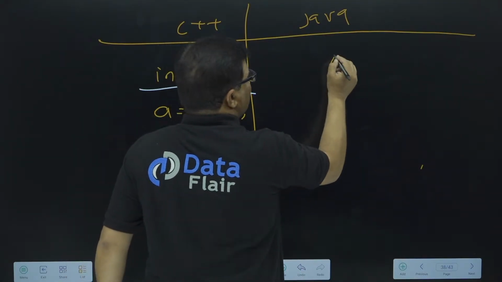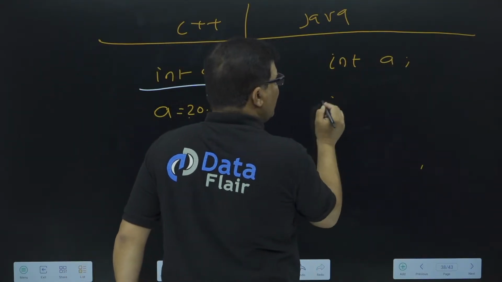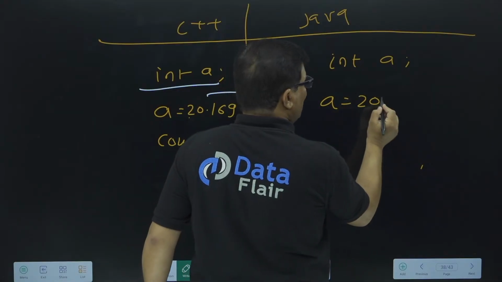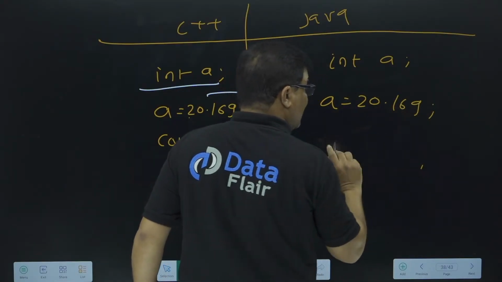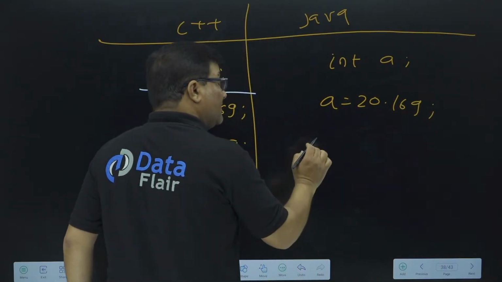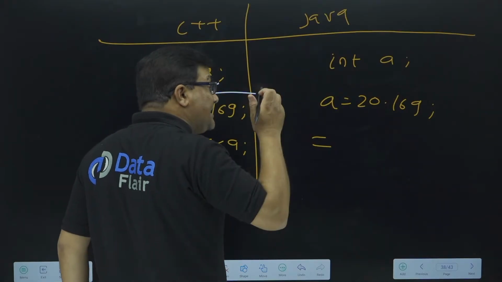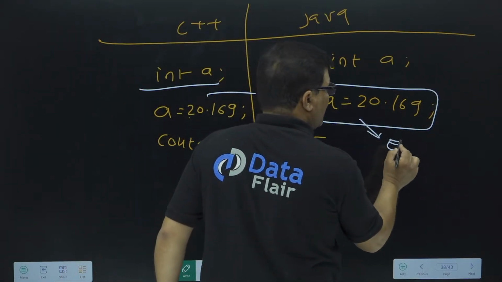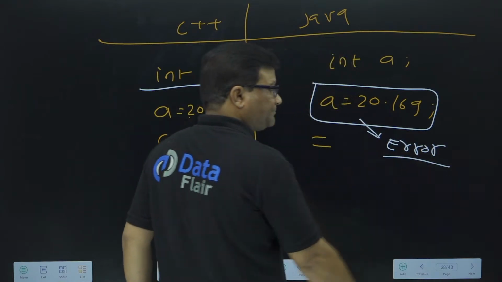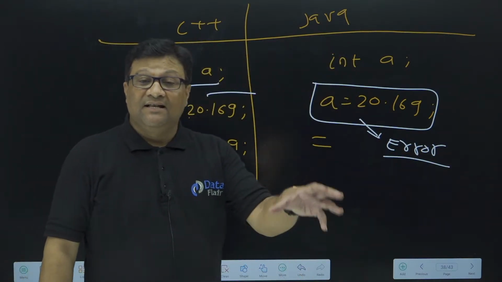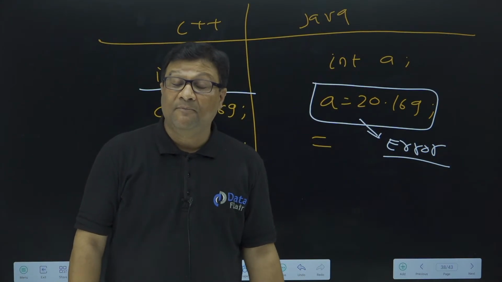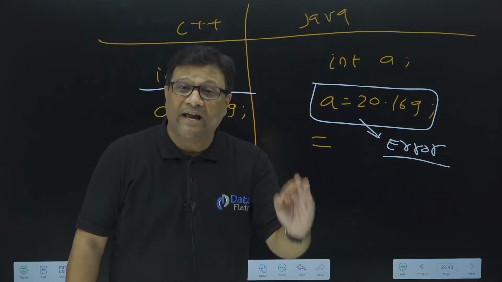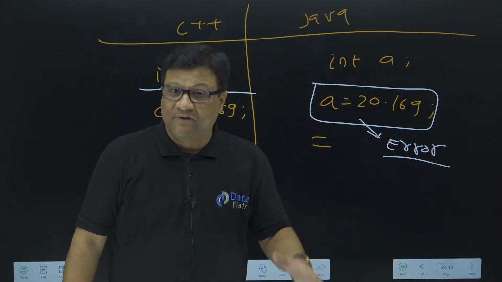Like in Java, suppose I declare an integer variable a, and I assign a decimal value like 20.169, and then try to print it. In Java, this statement will show an error. Why is it an error in Java? Because Java doesn't have the implicit type conversion concept.